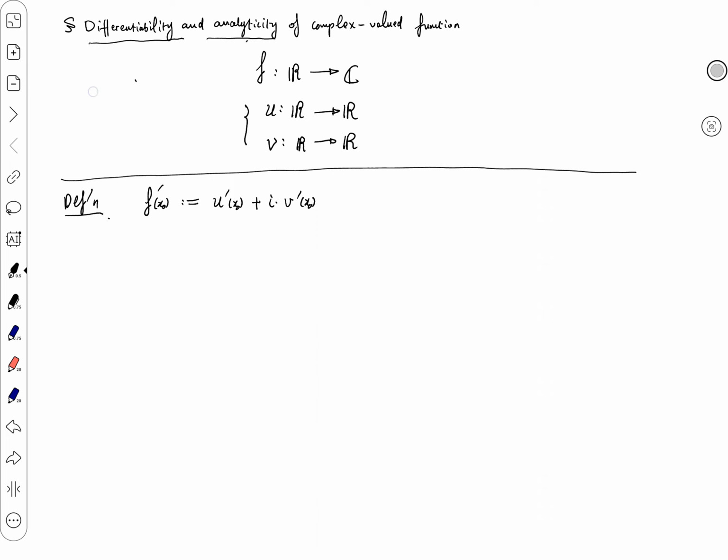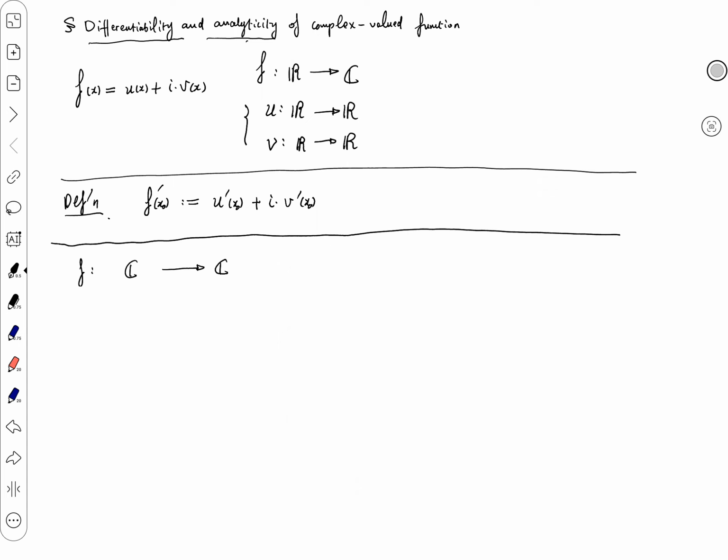So let's say f(x) equals u(x) plus i v(x). We'll extend differentiation complex linearly. And then for the general case, take a complex number with complex values. We have to talk about what's called the Cauchy-Riemann equations.